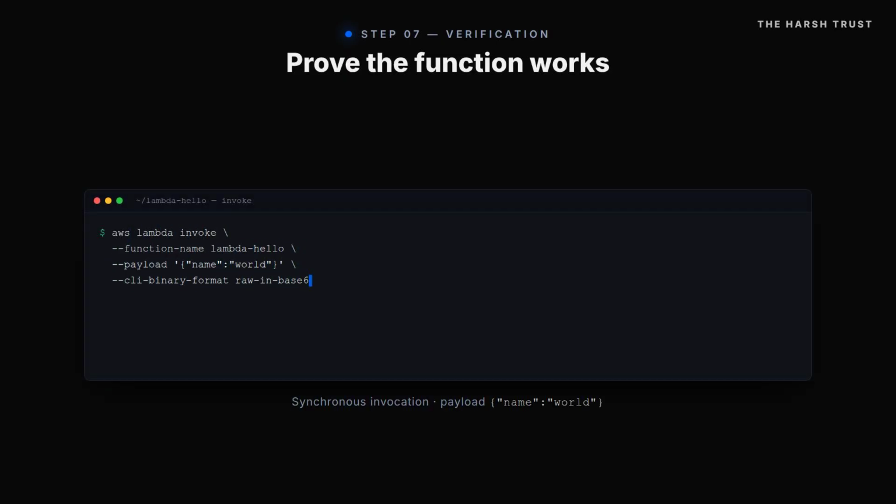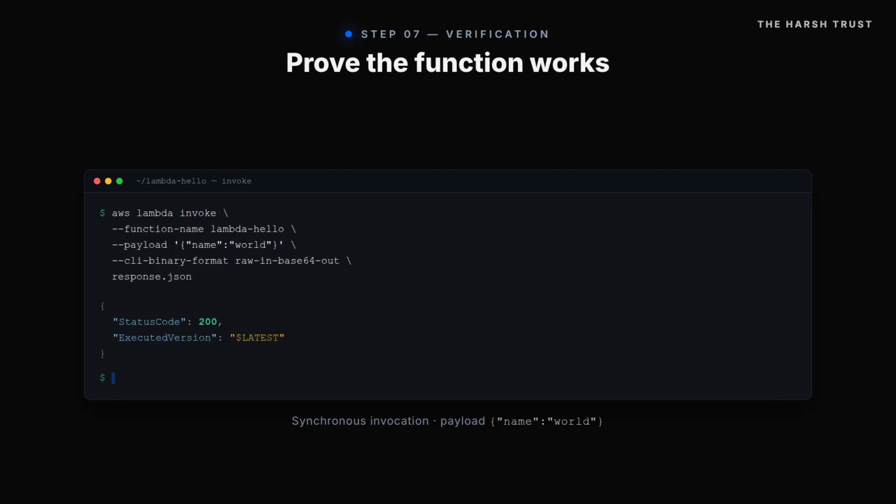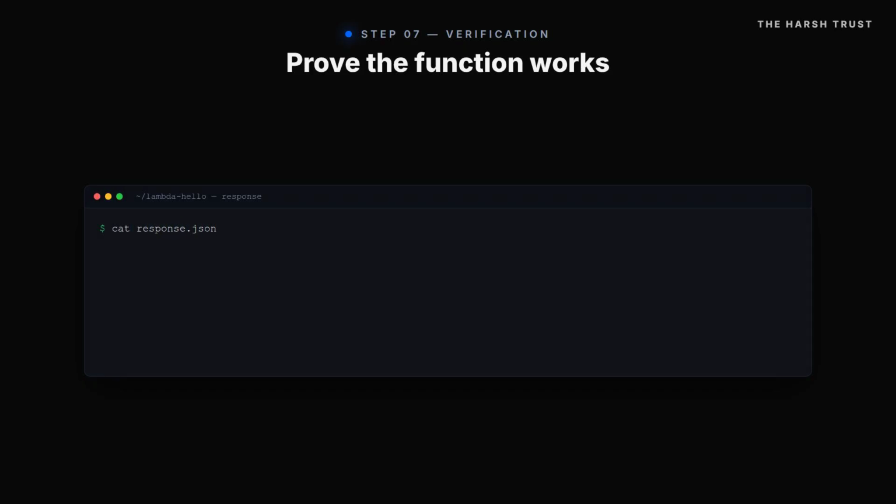Run aws lambda invoke, function name lambda-hello, payload {"name":"world"}, cli-binary-format raw-in-base64-out, response.json. This sends a synchronous invocation with a tiny JSON payload. On success, the terminal prints StatusCode 200 and ExecutedVersion $LATEST. Then run cat response.json. You should see exactly this. statusCode 200, body with the message "Hello from Lambda" and the input has name: world, headers.